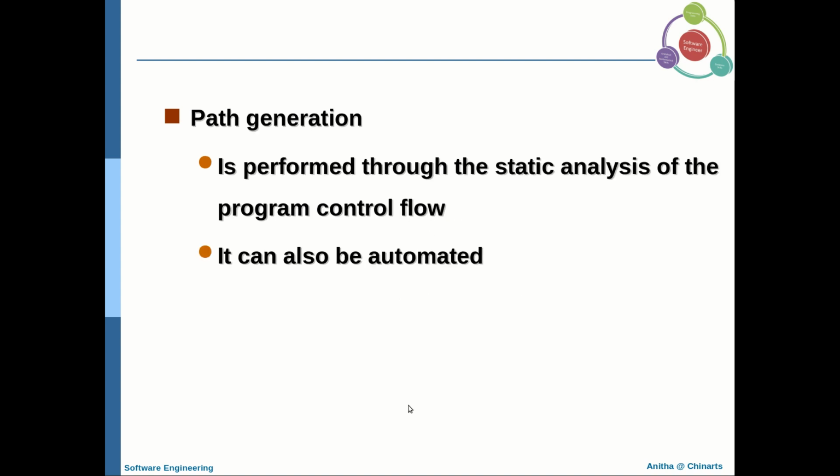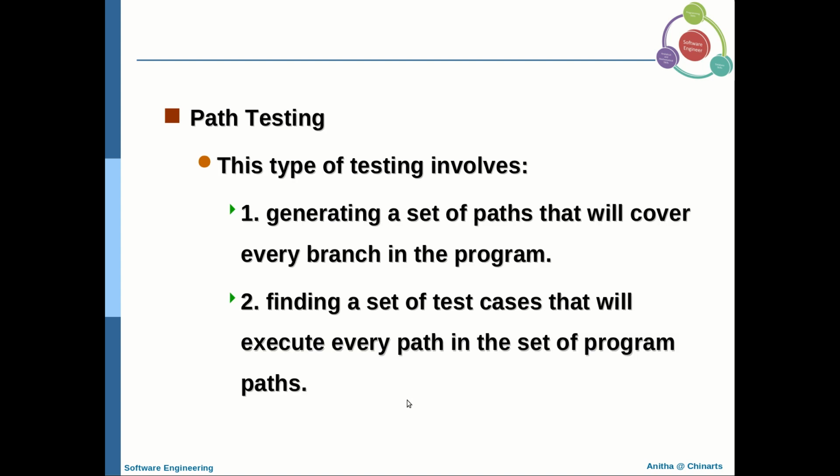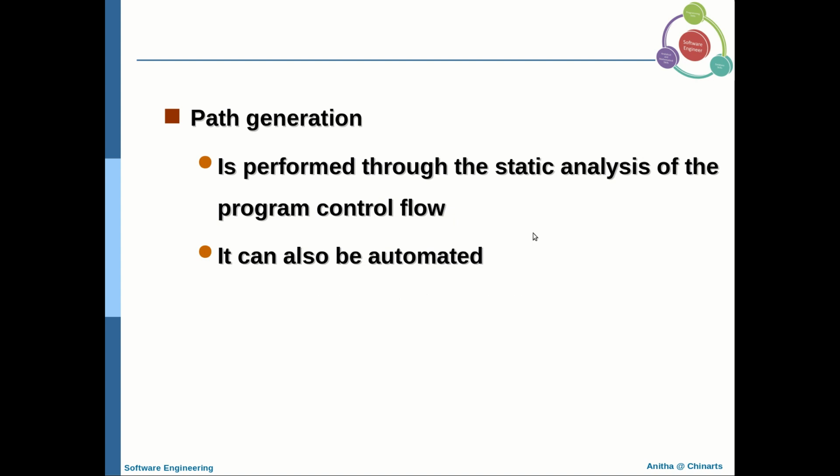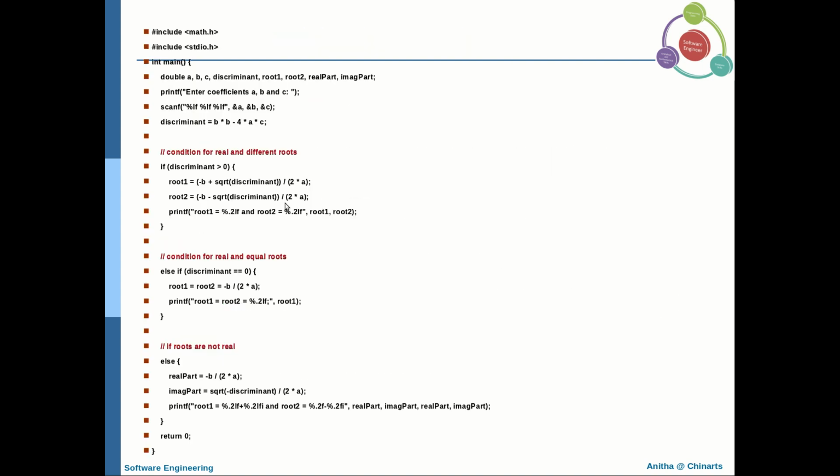Now when you take path generation, the first step is you have to generate the paths. The question is, how do you generate the paths? How do you generate the execution path? Generally the execution path is generated through the static analysis of the program control flow. This is what you call static analysis.